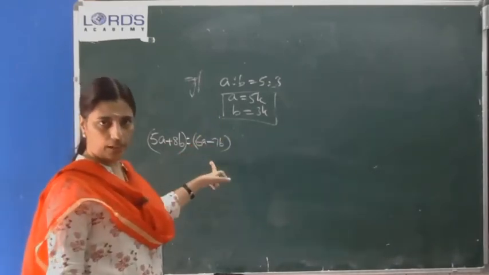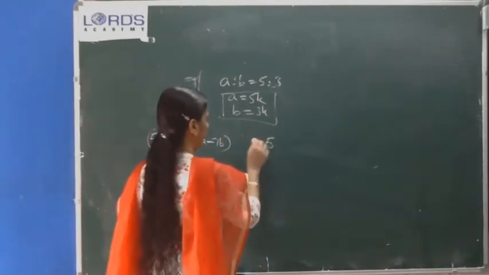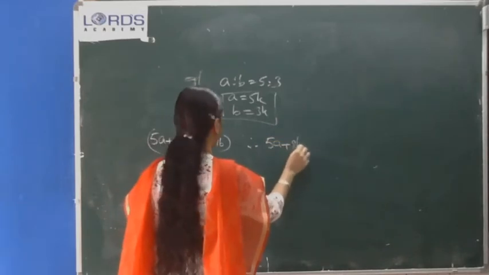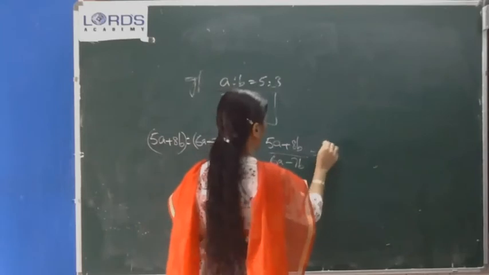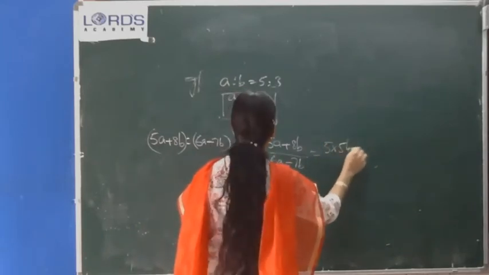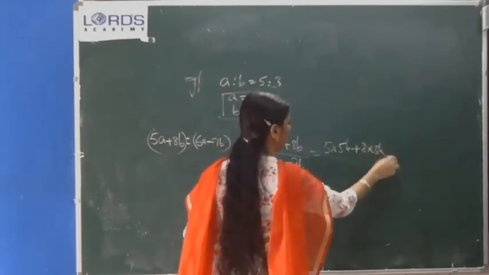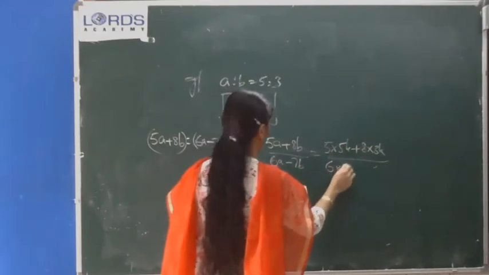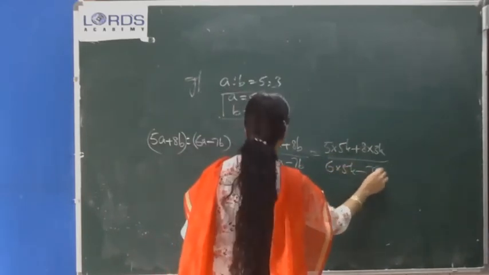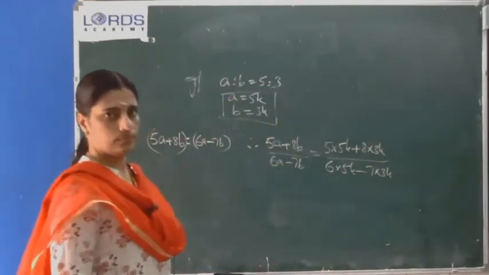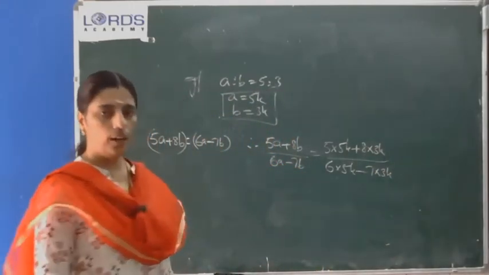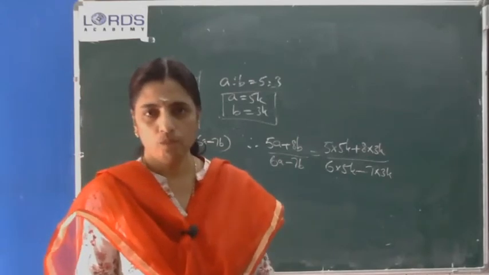First, we will write in the fraction form and we will substitute. Therefore, 5a plus 8b is 5 into 5k plus 8 into 3k, divided by 6 into 5k minus 7 into 3k. Substituted. I told you to do it. What is the answer?